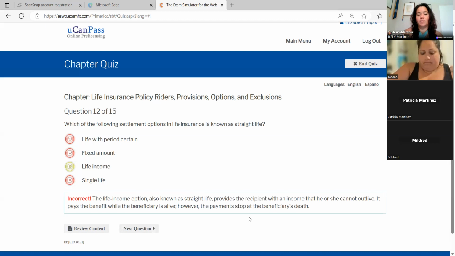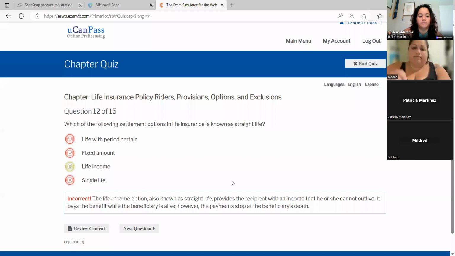By the way, I clicked what you guys thought, even though I said it before, because we've only had one wrong. So we were going to pass it. We were on the borderline of not passing it. But the life income option, also known as straight life, provides the recipient with an income that he or she cannot outlive. So life income and straight life, it's the same thing. Single life, I don't think I've heard the term. I've heard single premium. Maybe the terms are confusing, but think of life income as straight life.